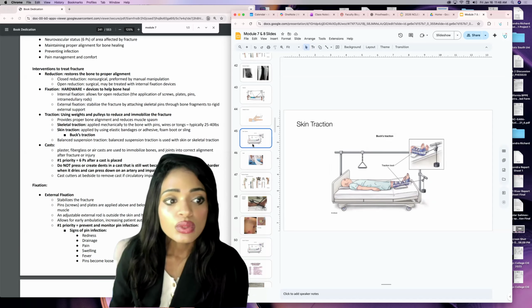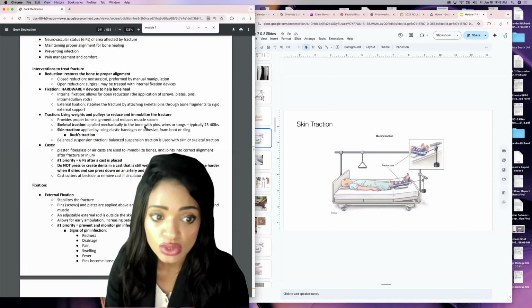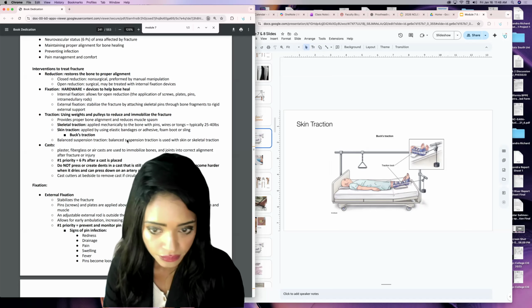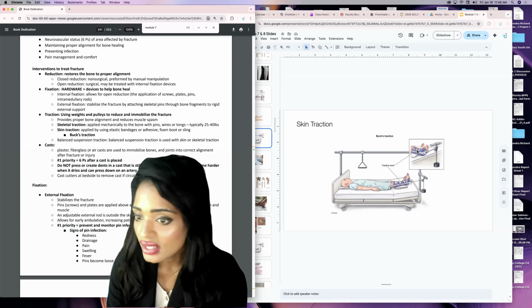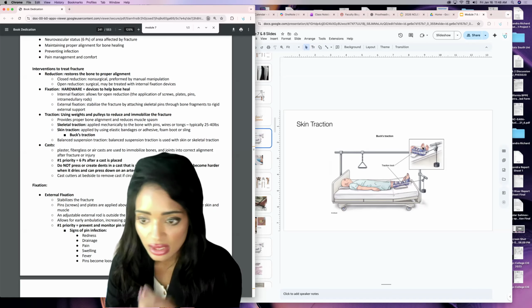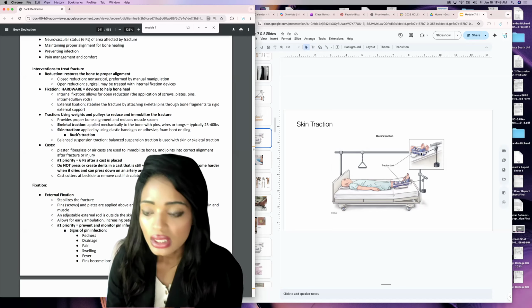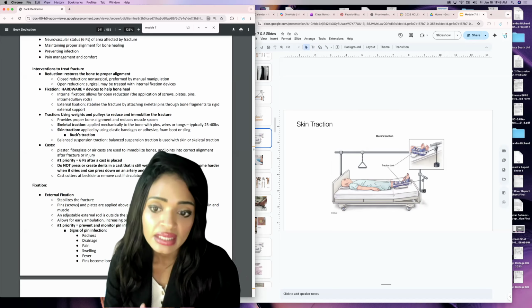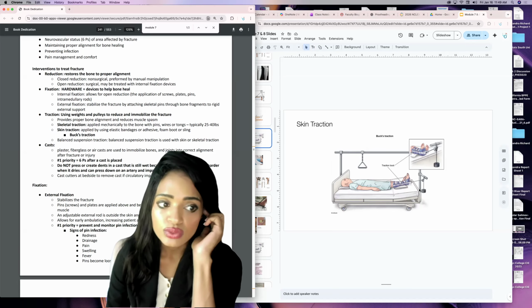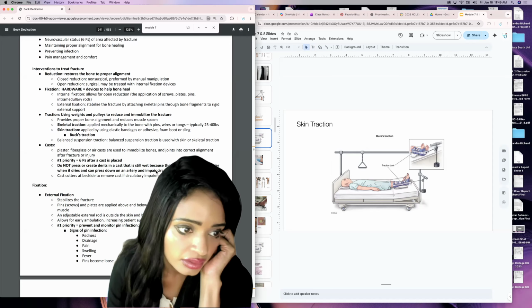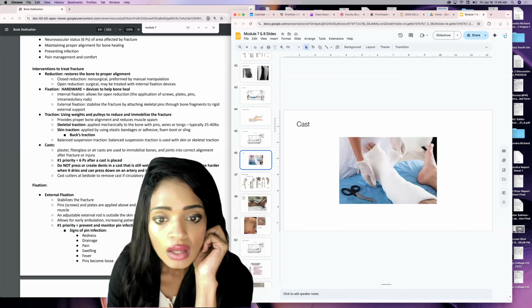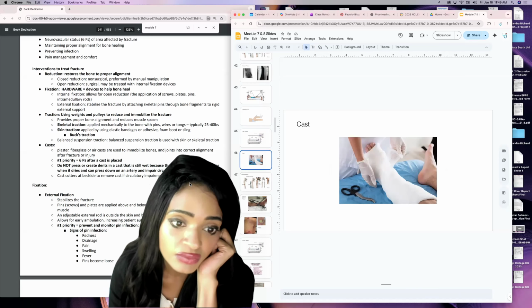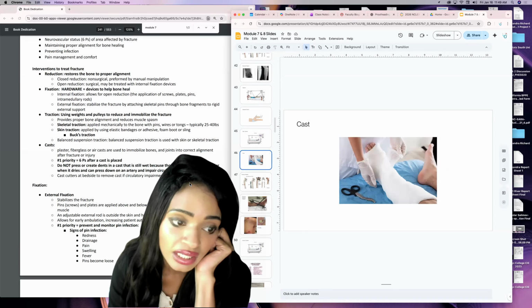And so this is where we introduce Buck's traction. Buck's traction is a type of skin traction. So there's nothing sticking inside the patient here. It's a boot applied and a weight that's keeping it in alignment so the fracture is reduced and immobilized. Also, we can use casts. Casts are another way to immobilize a fracture and maintain correct alignment.